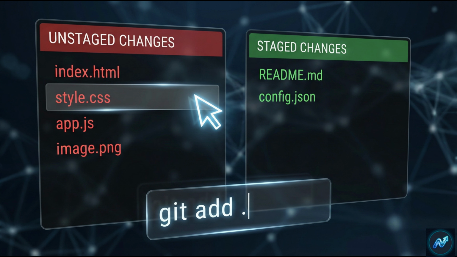Step 4. Stage your changes. You've made a bunch of changes, but you don't want to commit all of them in one shot. Maybe some changes are related to your feature, and some are related to a bug fix. You want to keep them separate. You stage the changes you want to commit. This is like selecting which changes to include in your next save point. You tell Git these changes should go in my next commit, but not those changes.